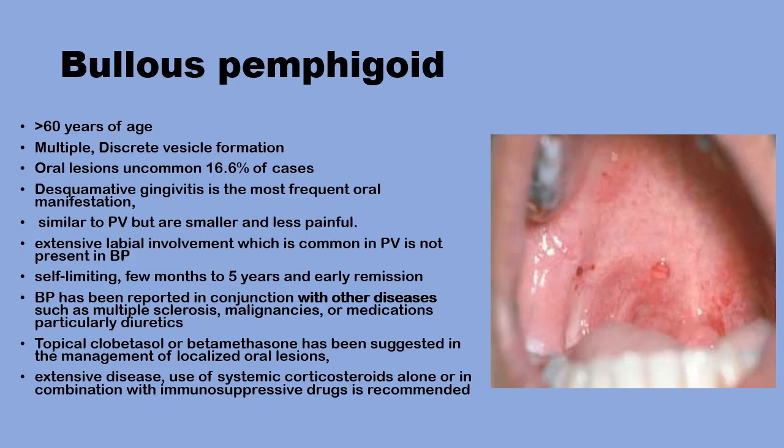Another vesiculobullous disorder is the bullous pemphigoid, which affects patients above the age of 60 years. It's uncommon to have oral manifestations for the disorder, only in about 16% of the cases. It leaves multiple discrete vesicle formations, similar to pemphigus vulgaris lesions, but less painful and also smaller in size. It can also cause desquamative gingivitis, and it does not affect the lips as much as it does in, for example, pemphigus vulgaris.